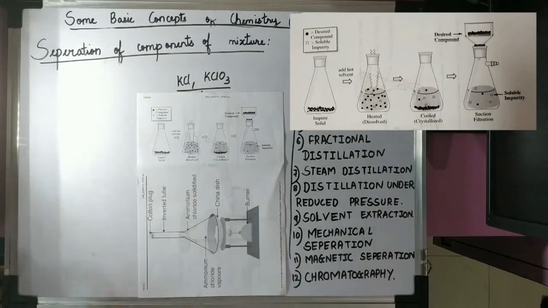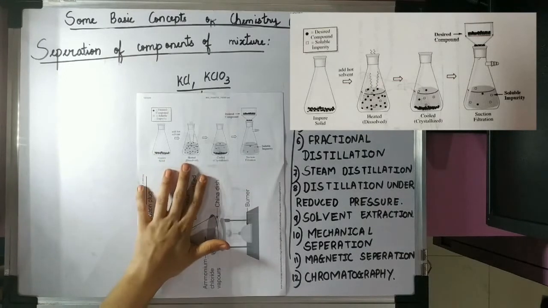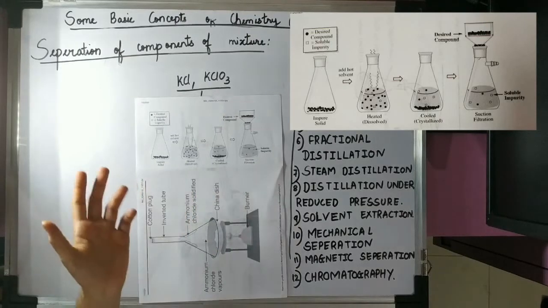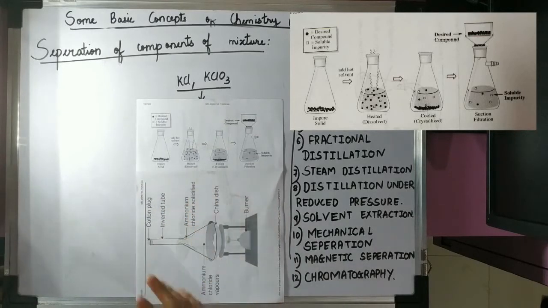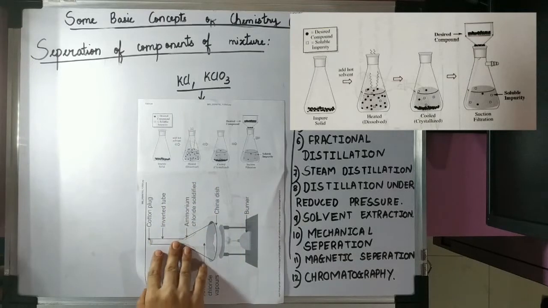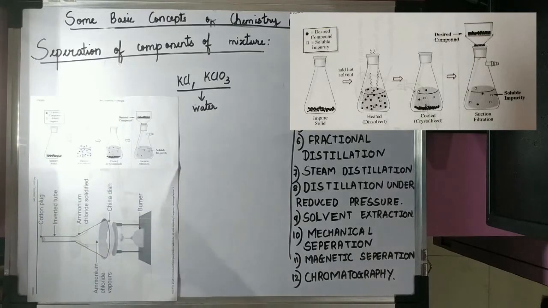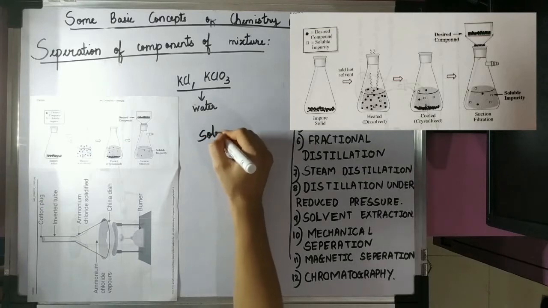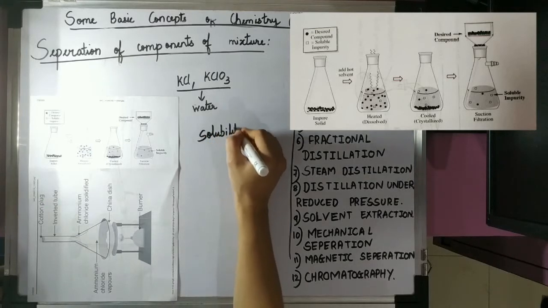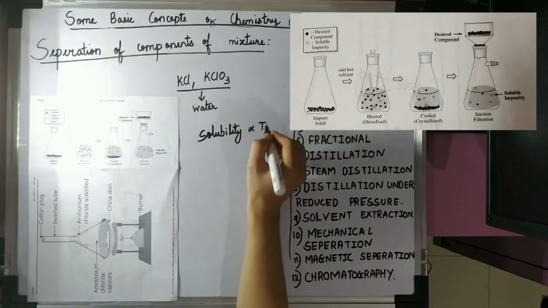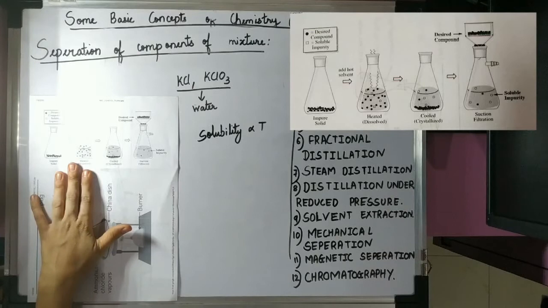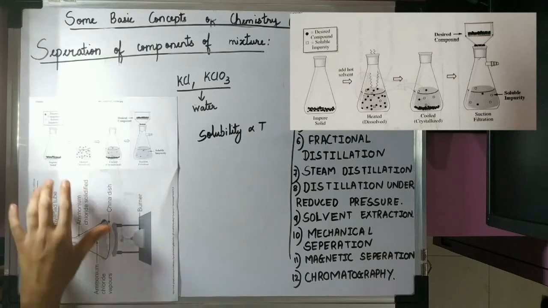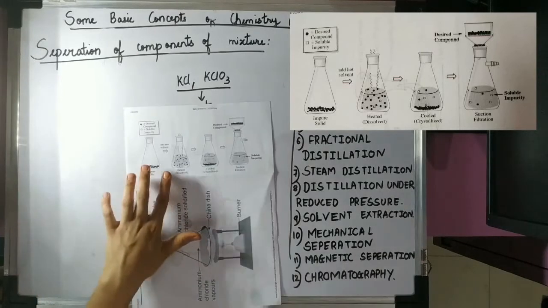Now we'll add water to it, and after adding water, we'll heat the solution. At a high temperature, the solubility would be higher for both of them. As I was telling previously, solubility is directly proportional to temperature. So the higher the temperature, the more the solubility. At a higher temperature, both KCl and KClO3 would be soluble, right?